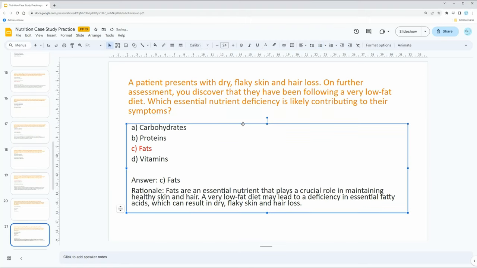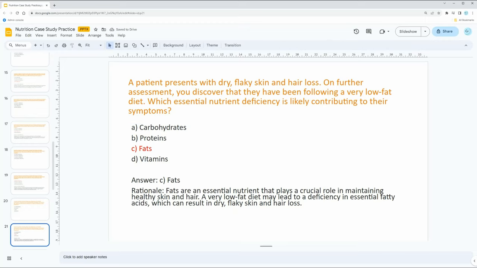I was just talking away, going ahead, because it did mention a very low fat diet, and I gave you guys the answer without realizing it. So I'm sorry. But as I said, we're talking about fats.